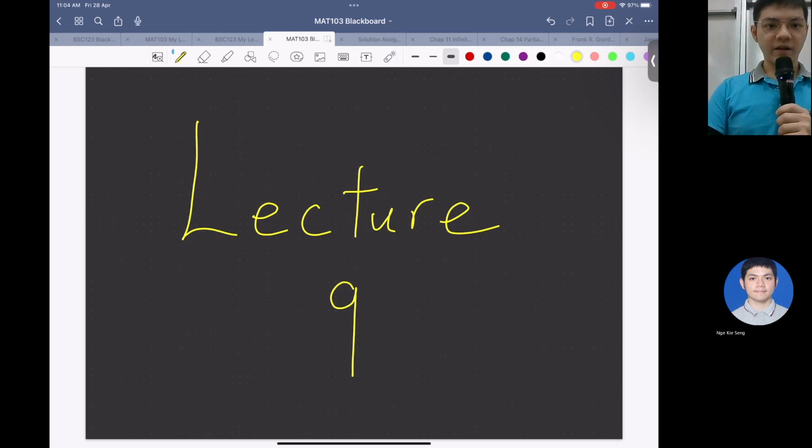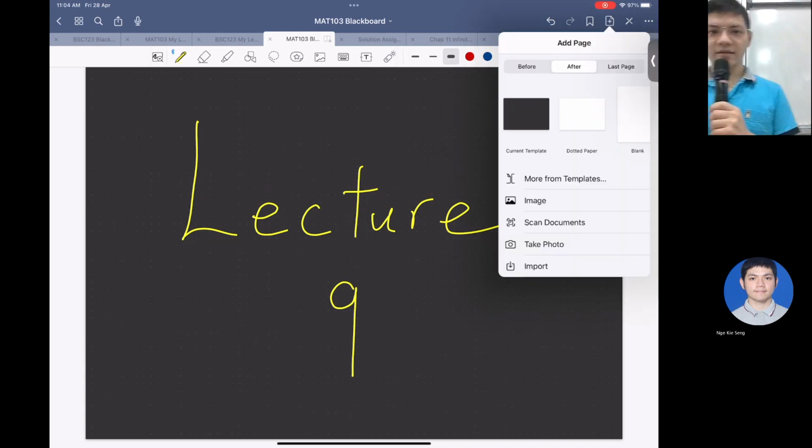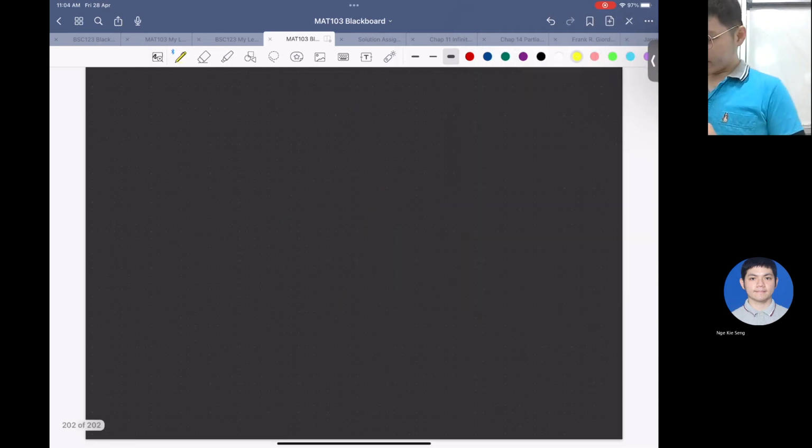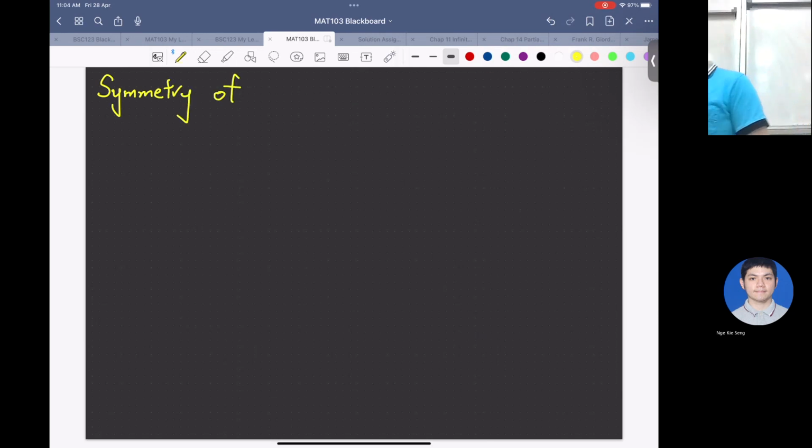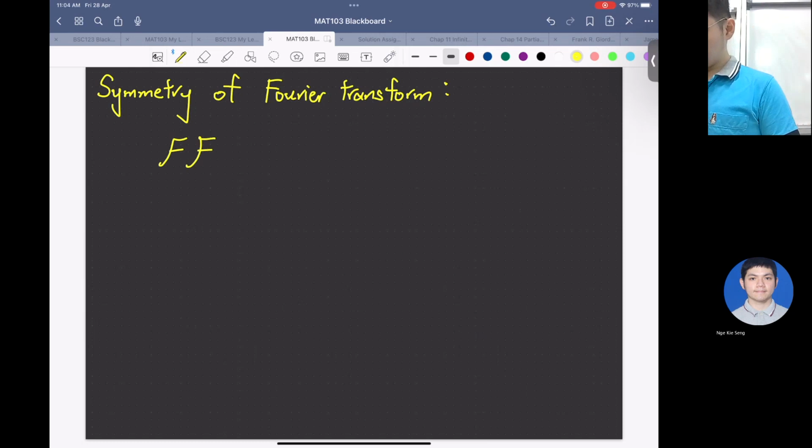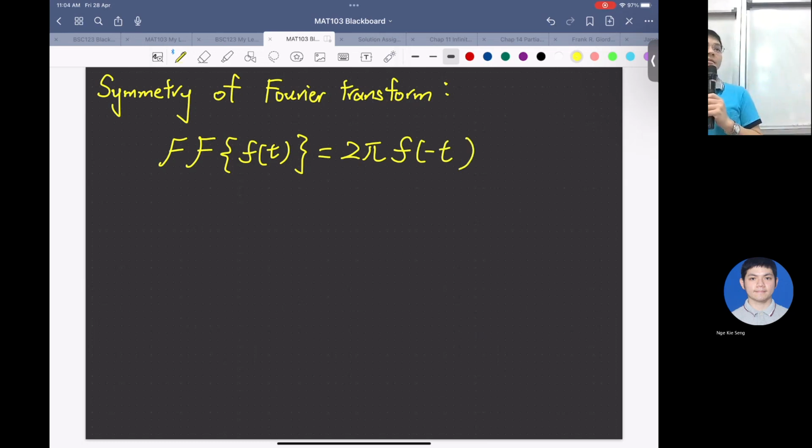Actually, I have an answer to what Ziqian asked last time, about the symmetry of the Fourier transform. That is, if you Fourier transform twice the periodic function, what you get is 2 pi f of minus t, right?